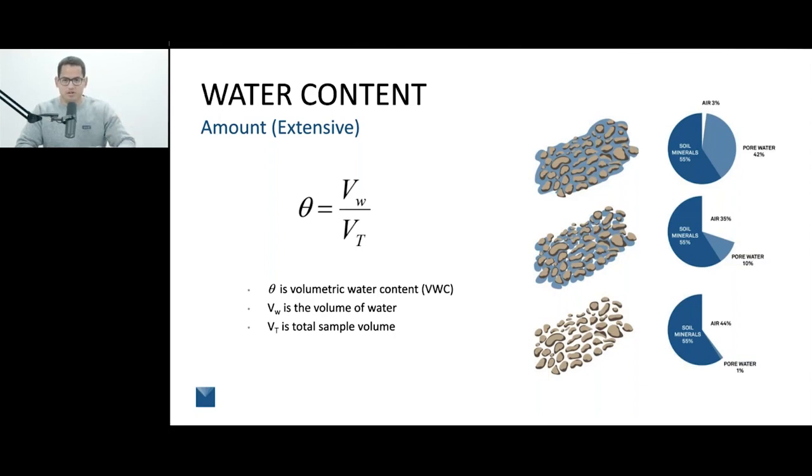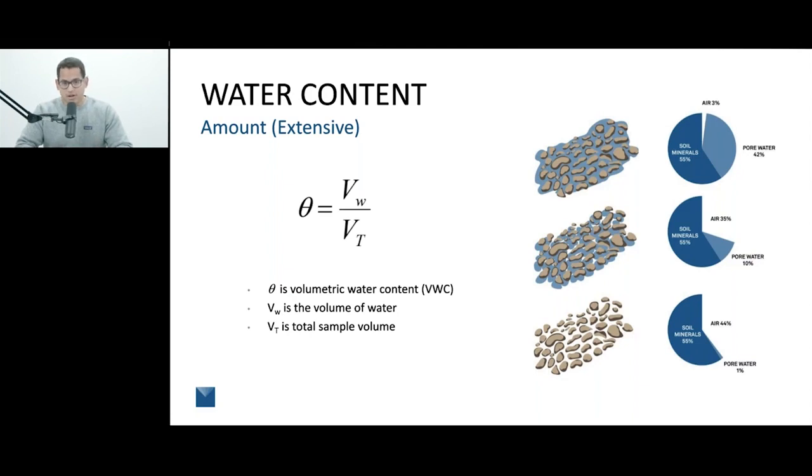And you can see here some examples of different water contents at 42%, 10%, and 1% water content, and what that looks like in soil. This is really easy to understand and really easy to measure. But does this tell us a lot about how plants are going to feel in this environment, how microbes are going to feel, how water is going to move from point A to point B?